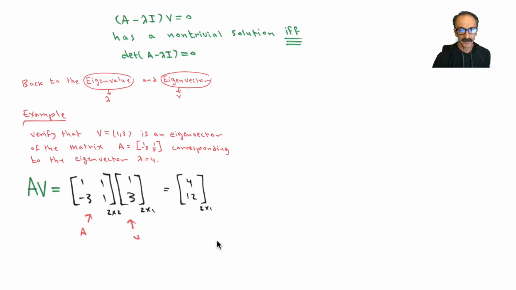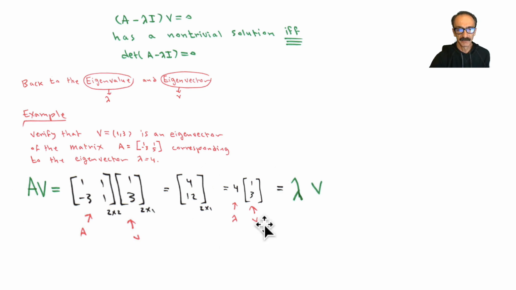If I factor 4 out from this matrix, I will have 4 times the matrix 1, 3. But what's 1, 3? 1, 3 is our vector V, and what's 4? Our lambda 4. So as they say, verify that V equals 1, 3 is an eigenvector, that's this right here, of the matrix A, that's this right here, corresponding to the lambda equals 4.